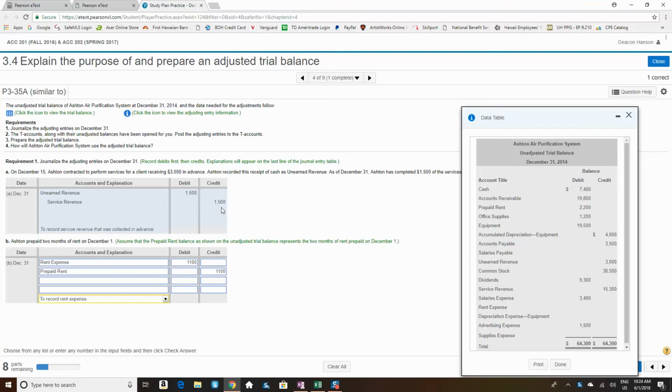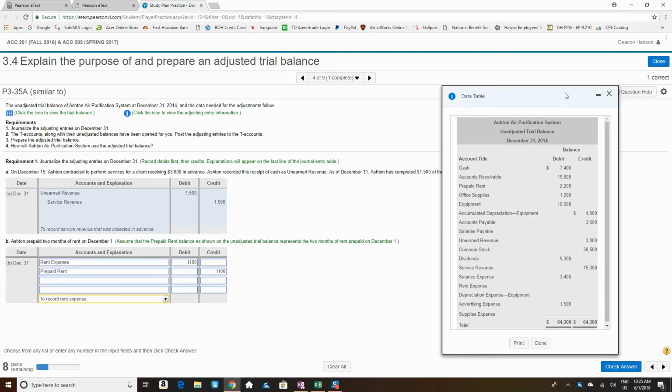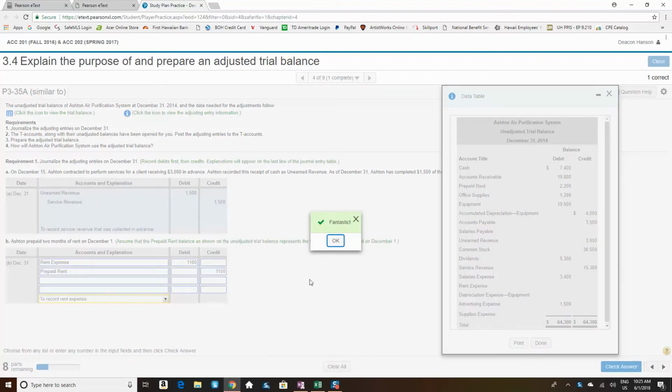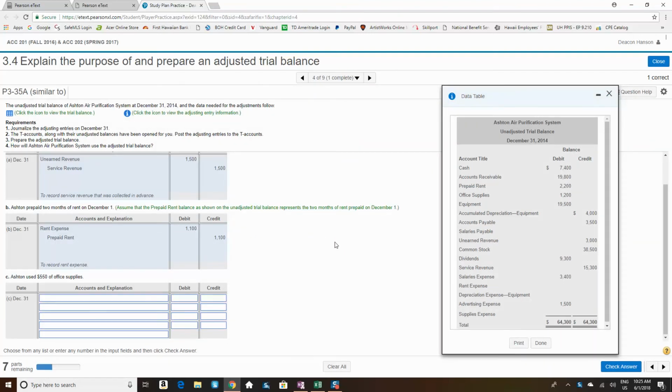So all of these adjusting entries are going to have an effect both on the balance sheet and the income statement. Take our second one, entry B. Rent expense is on the income statement, and prepaid rent is an asset on the balance sheet. Okay, let's hit check answer, and we did okay. Fantastic.